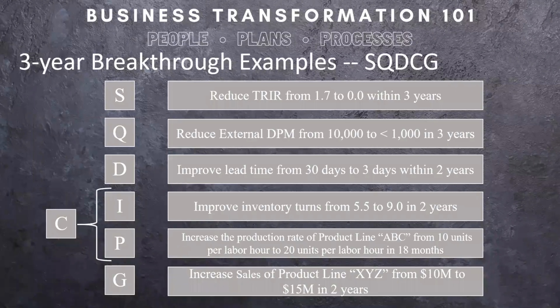This date would typically be the last year of the strategic plan period, although it could be sooner. Here are some example 3-year breakthrough objectives for operational metrics, SQDCG. Note that all these examples have significant improvements in their respective metrics over the plan period. Remember, these are breakthrough improvements, not incremental improvements. Also note that on this summary, the cost or C metric is broken down into inventory or I and productivity or P for this specific example.